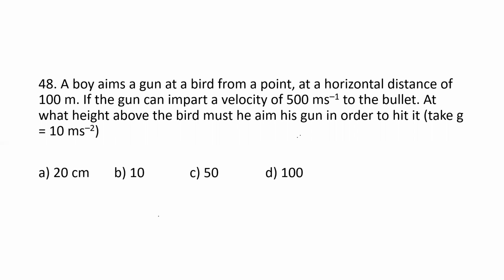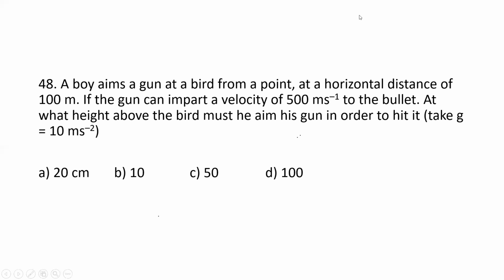It is given. So the question is, a boy aims for the bird at a horizontal distance of 100 meter. If the gun can impart a velocity of 500 meter per second, they have asked what will be his aim height so that it will hit the bird. So we need to calculate the H value here, but the angle is not mentioned.